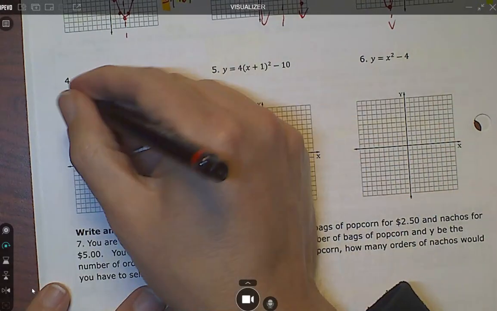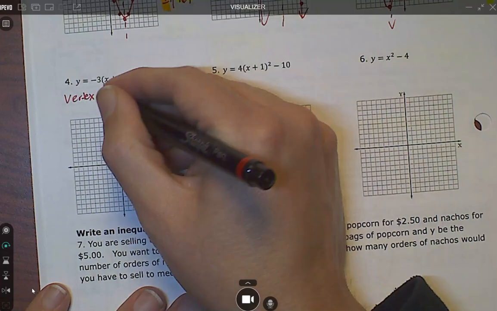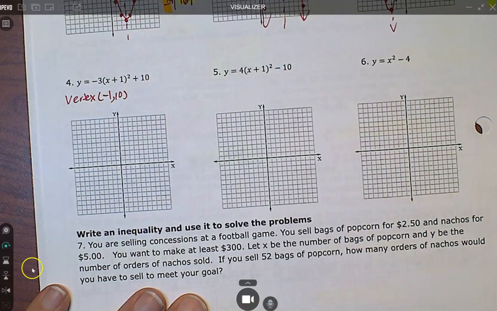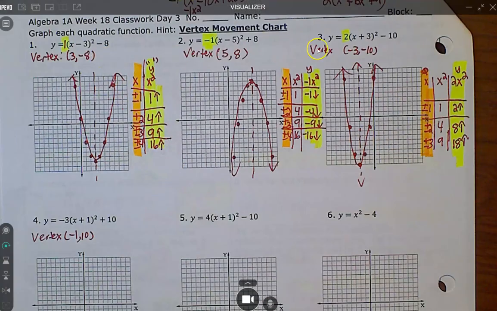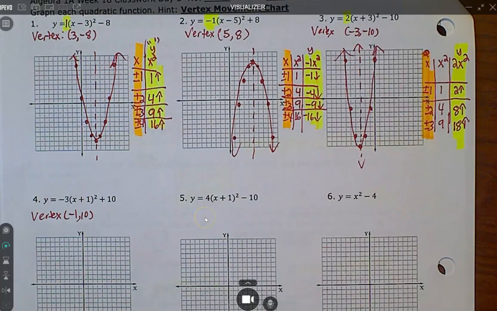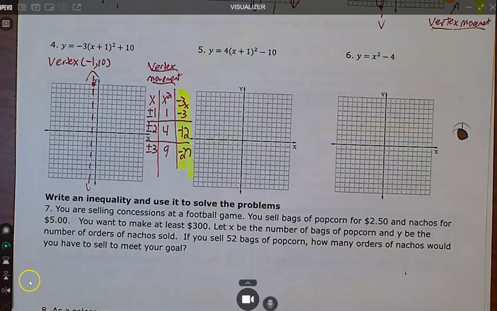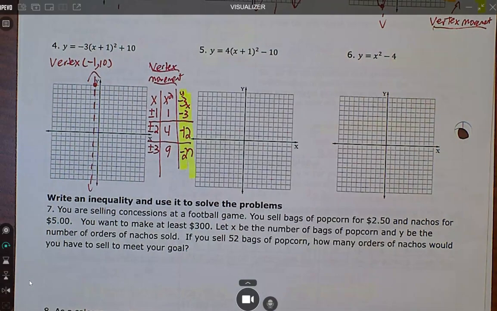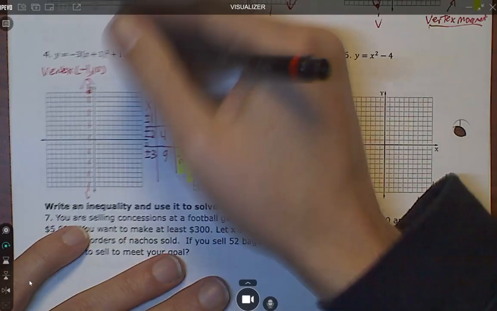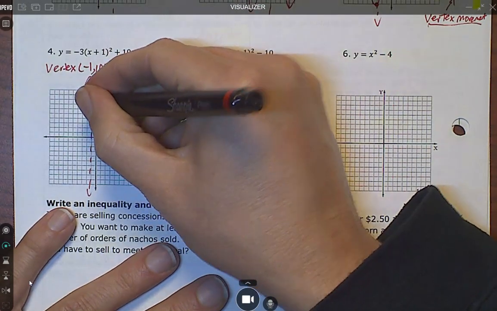Okay, vertex, step 1. See if you can set up the vertex movement chart yourself. So there, that was 1 there. I had to make an extra column for negative 1x squared. Pause it and see if you can make it. Okay, this is the y distance if you do negative 3 times whatever x squared is. So if I go left or right 1, I'm going to go down 3.